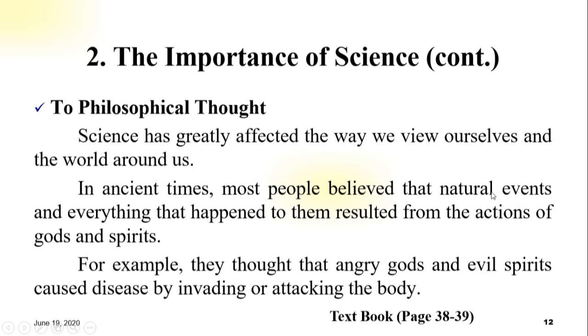most people believed that natural events and everything that happened to them resulted from the action of God and spirits. For example, they thought that angry gods and evil spirits, which we cannot see, caused disease by invading or attacking the body. It means they killed people. We cannot see either God or evil spirits.